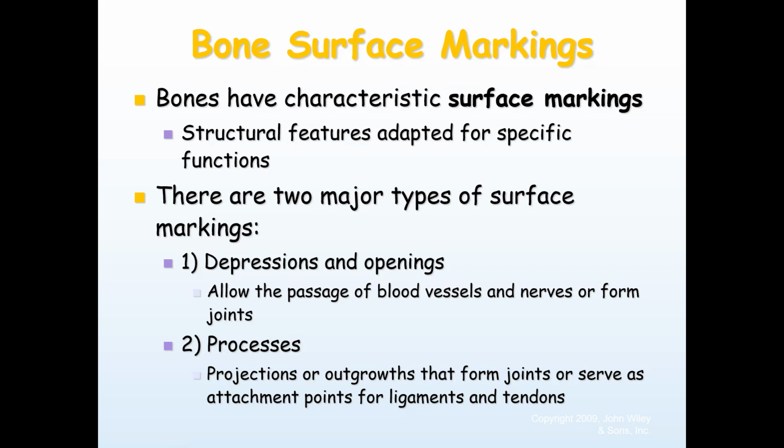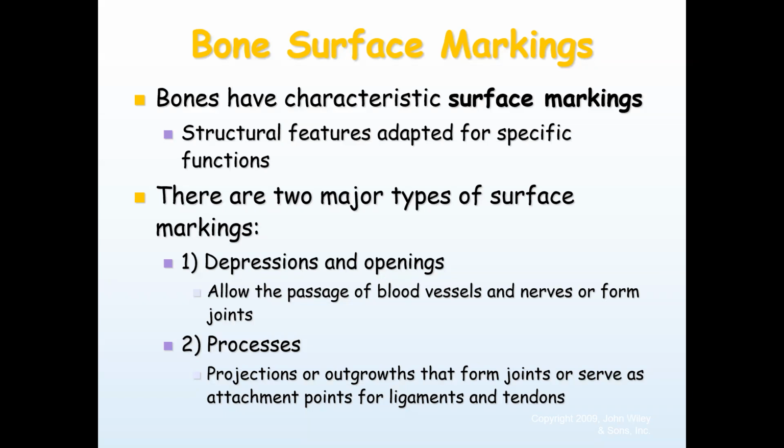So this says here, bones have characteristic surface markings, as we just said, and structural features adapted to the functions. Remember, each one of these bits and pieces, bits and bobs, they're there for a reason, okay? They have a purpose. Now, there are two major types of surface markings, as it says here. Depressions and openings or processes, right?